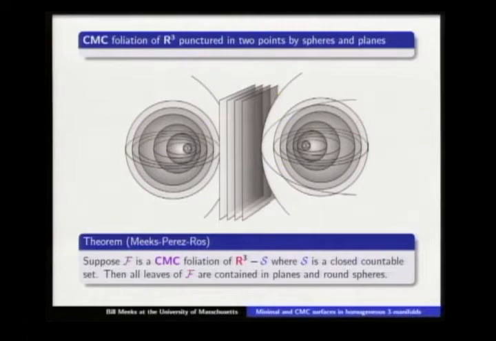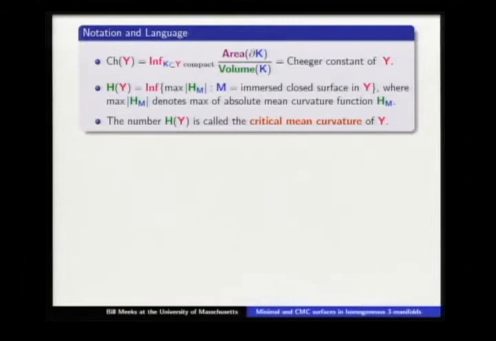Now I'm going to go more into manifold settings. And there, it turns out most of the theorems are stated in terms of certain numbers. One's called the critical mean curvature, and the other's the Cheeger constant. And then they're related. So let me just say what the first one is. It kind of looks like a minimax sort of thing. It's kind of weird. So I'm looking at a Riemannian manifold, probably non-compact.